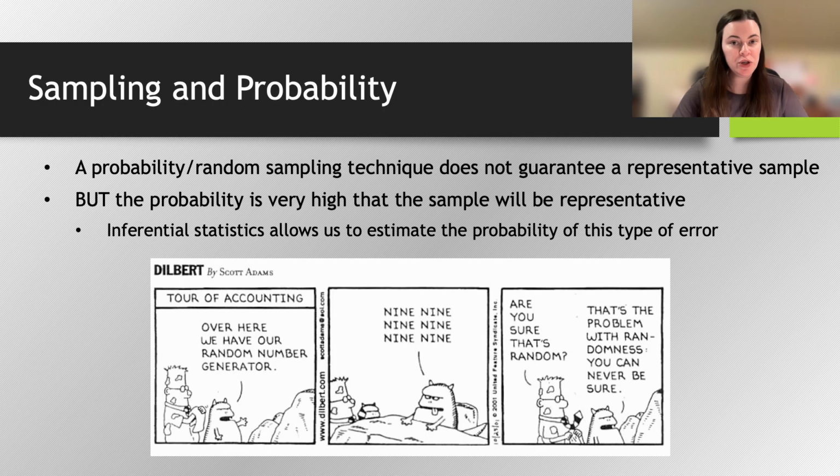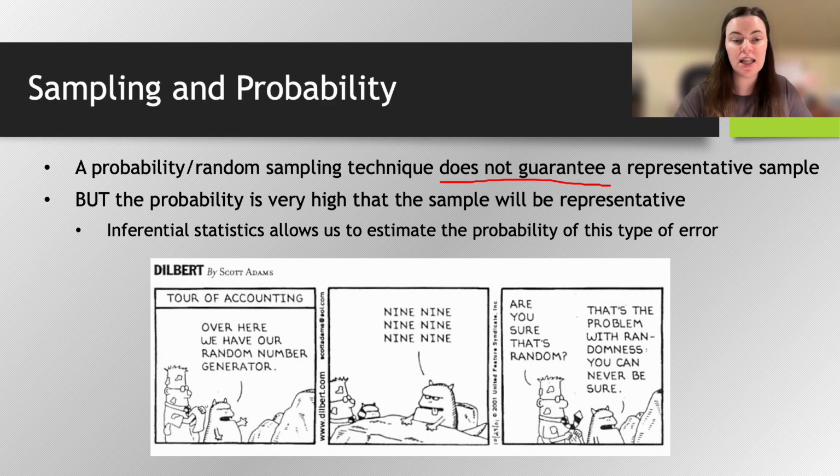So although we can use each of the 4 different types of sampling techniques to try and ensure that we get a sample that is representative of a population, this type of technique does not necessarily guarantee a representative sample. So although we can try our best, that doesn't mean that we will always get one. However, the probability is very high that the sample will be representative.